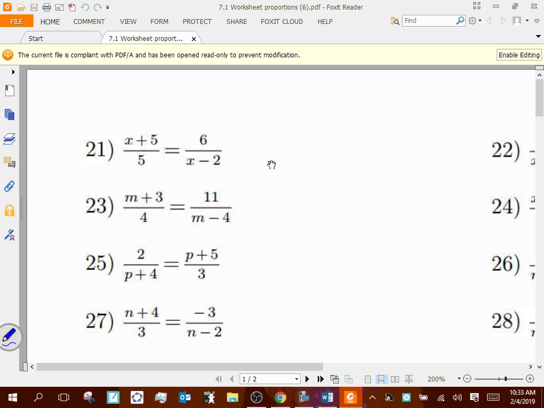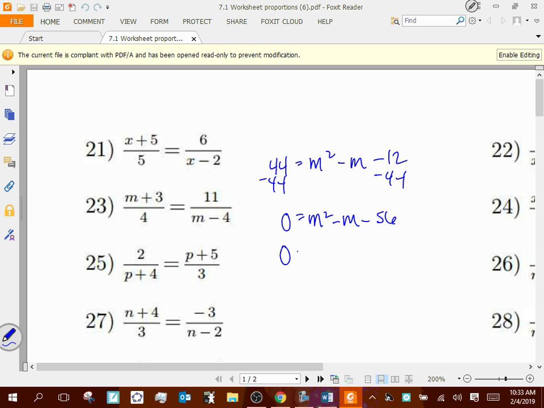So 4 times 11 is 44. M times m would be m squared. I'll have a 3m and a negative 4m, so it'd be negative 1m as a sum, and then negative 12. Subtract 44. So I get 0 is equal to m squared minus m minus, what's that, 56.